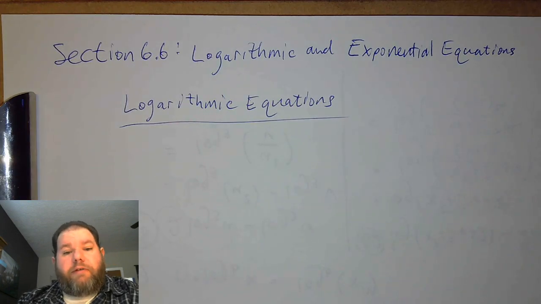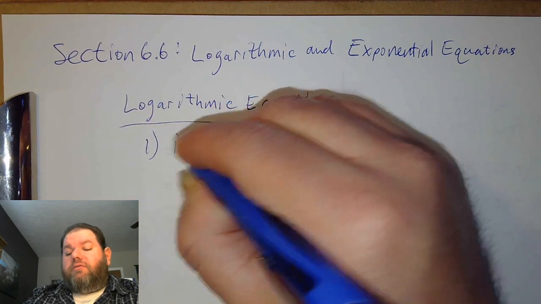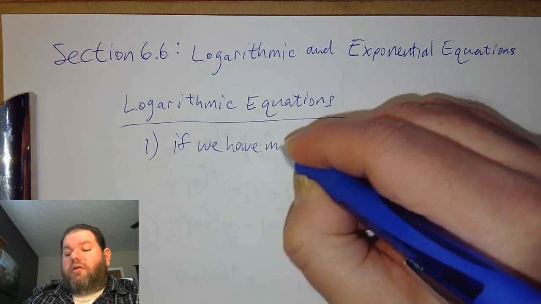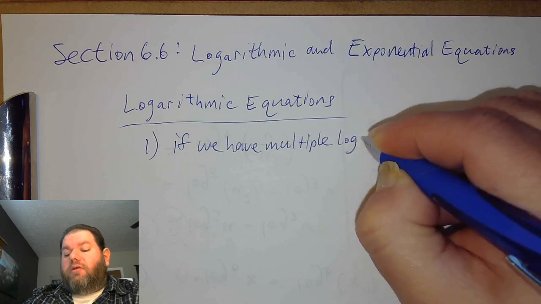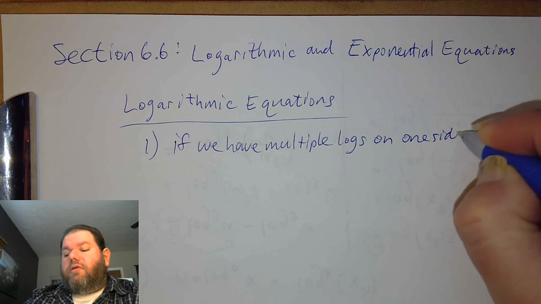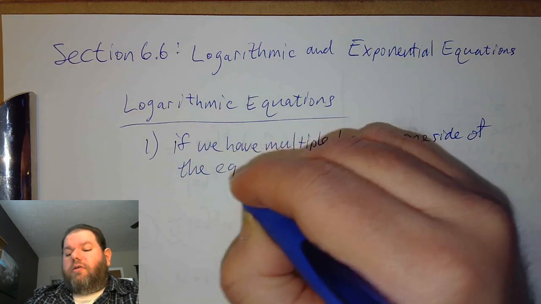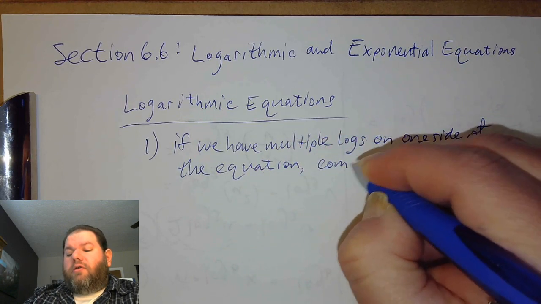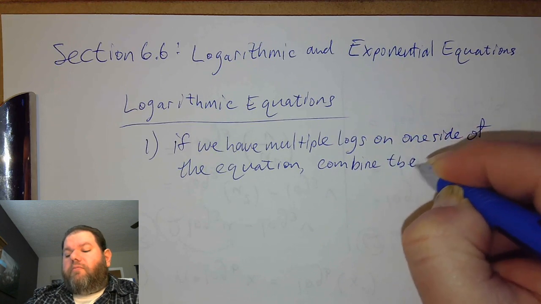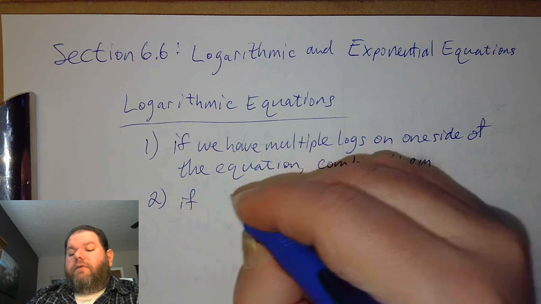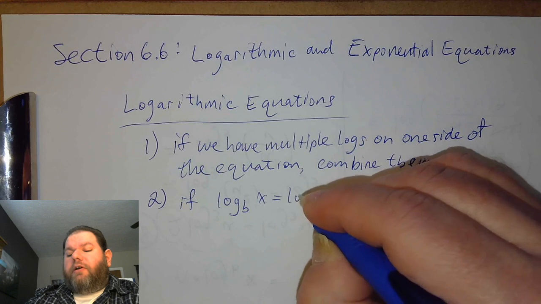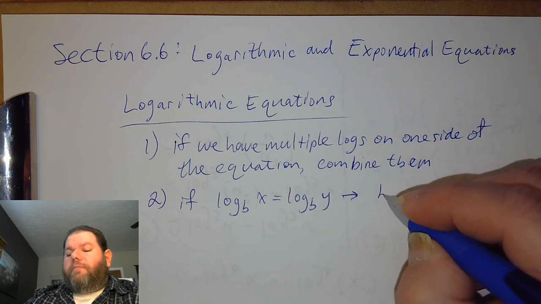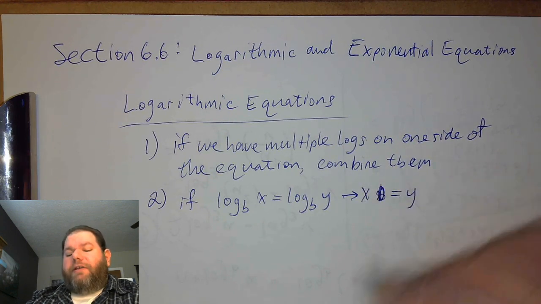There's really two situations we have to look at, but step one is if we have multiple logarithms on one side of the equation, we can combine those together just using our properties from 6.5. That's our first step, is to combine them. Second, if log base b of x equals log base b of y, that implies that x is equal to y, not b.